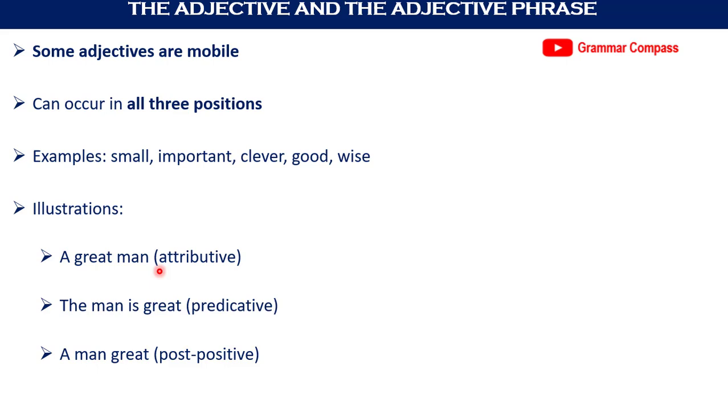For example, you can say a great man. It occurs before man, so it is attributive. The man is great. It occurs after a copular verb, so it is predicative. A man great. It occurs immediately after the head word, which means great is post-positive. So these adjectives also behave the same way. They can occur before, immediately after, or after the verb as attributive, post-positive, and predicative respectively.